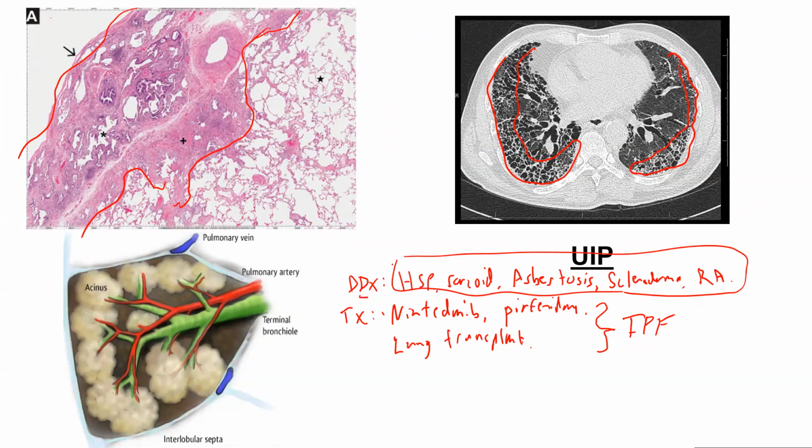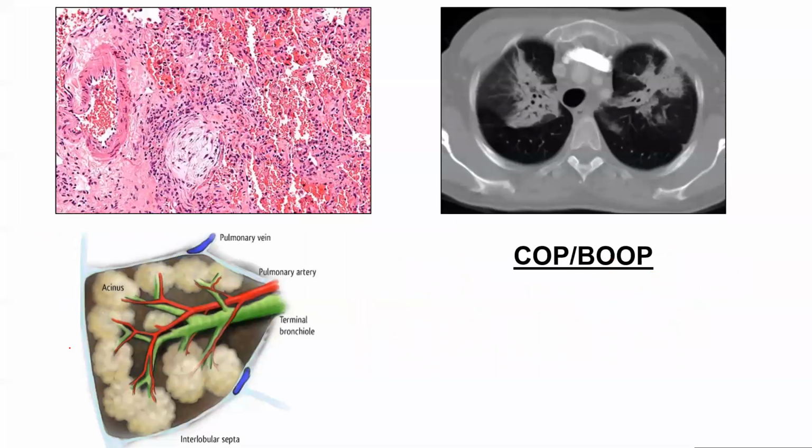So it's just complete fibrosis, complete distortion of the anatomy, is kind of what presents as UIP. All right, so that's UIP. We got NSIP, we got UIP. I think maybe the last one I'll do here is going to be COP.